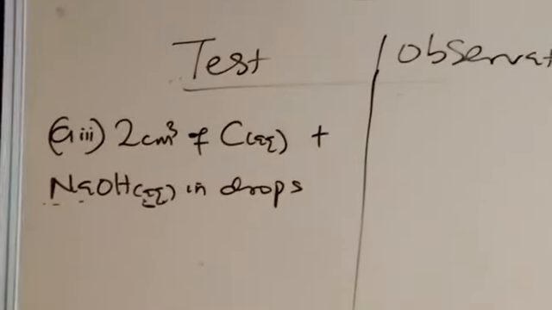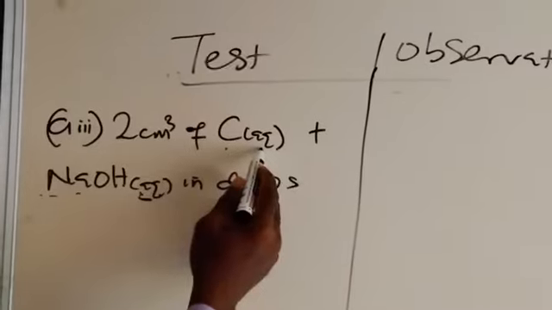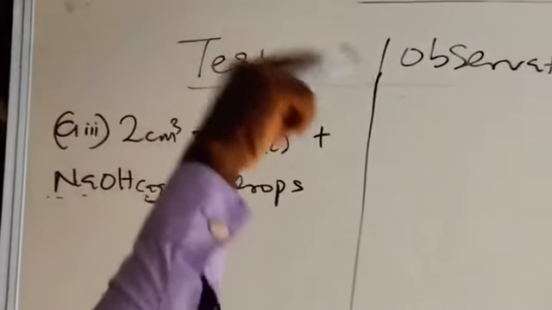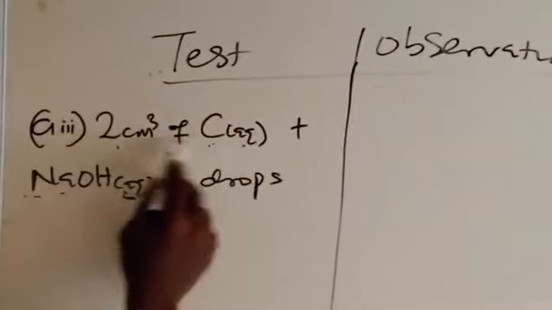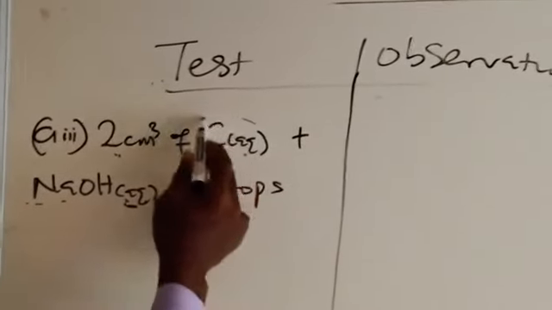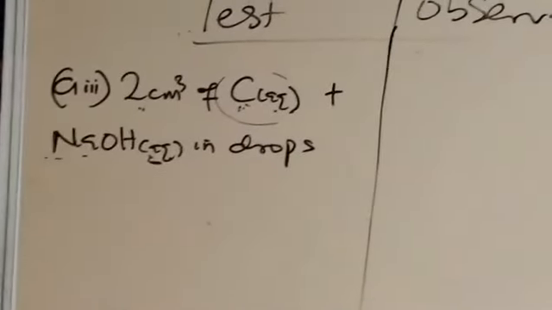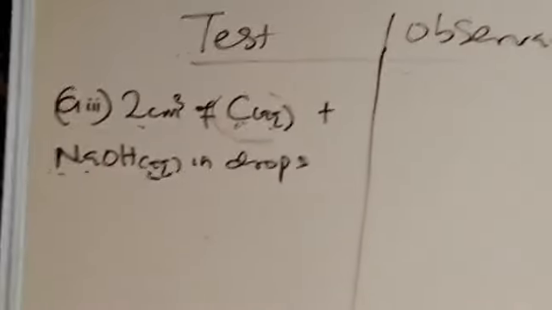That means solution. So this C aqueous means we're using a solution of the number 1. So C dissolved in water. It's not 2 cm cube of C. C is a solid. We're using C in solution. That means C aqueous. So having done that, we'll go to the experiment.